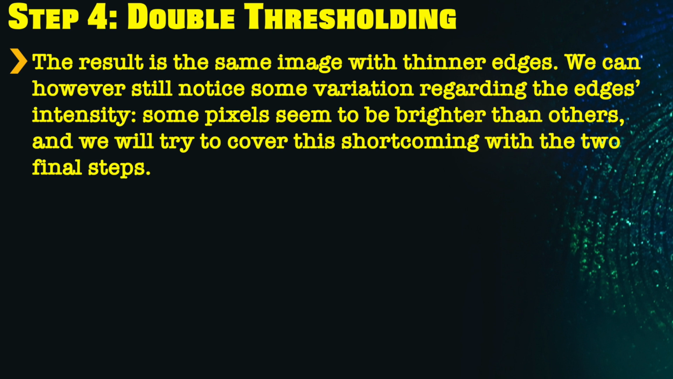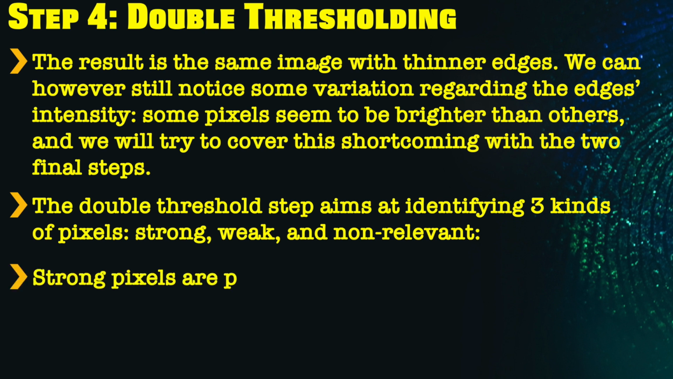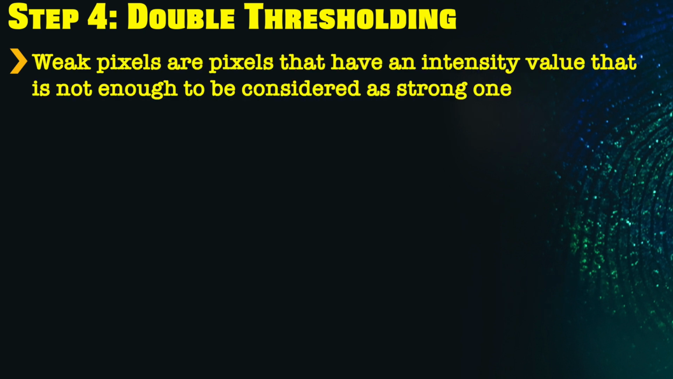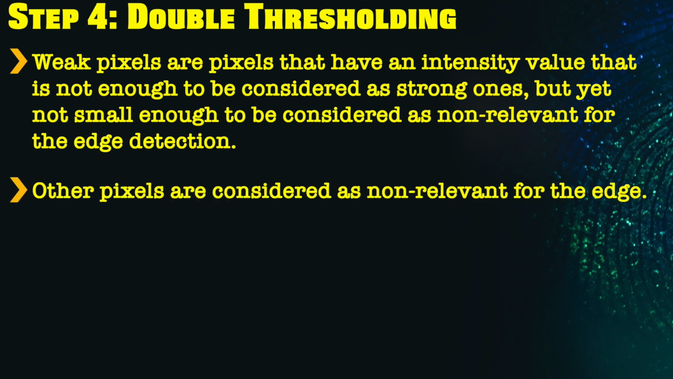The double thresholding aims at identifying 3 kinds of pixels: strong pixels, weak pixels and non-relevant pixels. Strong pixels are the pixels that have intensity so high that we are sure that they contribute to the final edge. Weak pixels are the pixels that have an intensity value that is not enough to be considered strong, but not small enough to be considered non-relevant. Other pixels are considered non-relevant for the edge.